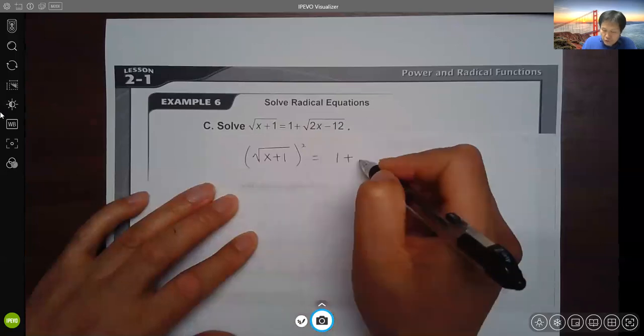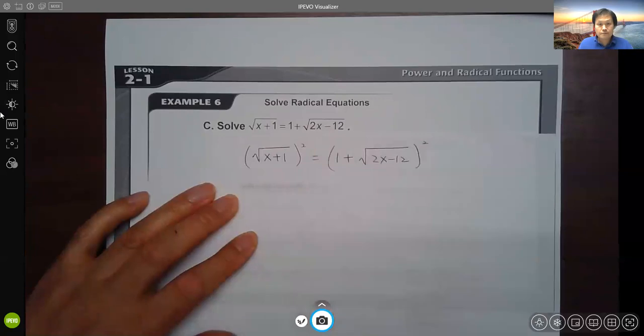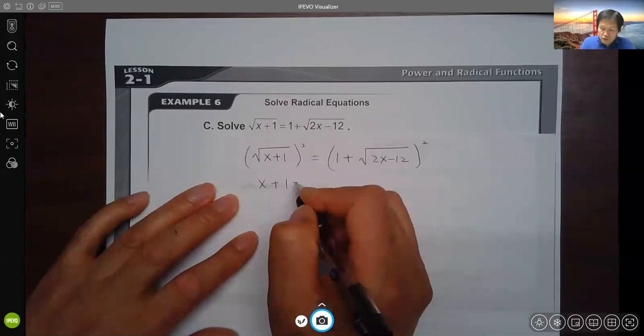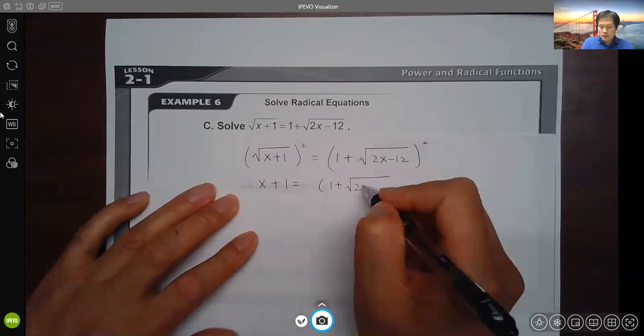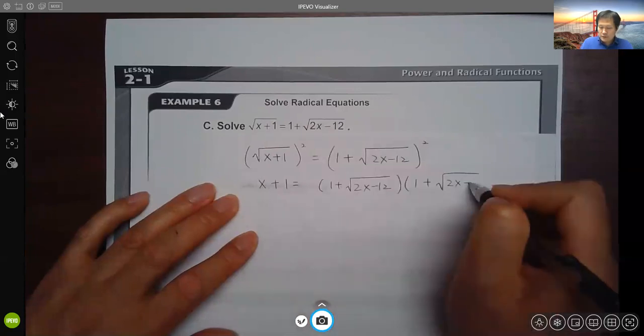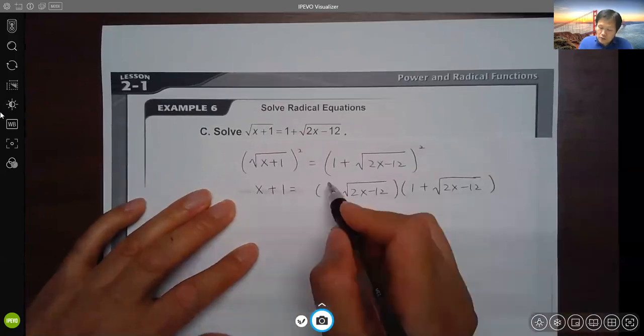1 plus square root of 2x minus 12, they also squared it here. So if you do square root, they disappear. Okay, I want you to understand this is exactly the same as parenthesis times parenthesis. What do you do? You have to FOIL.